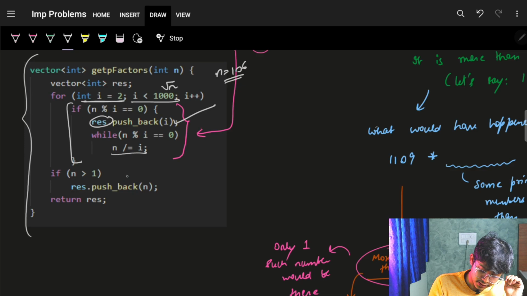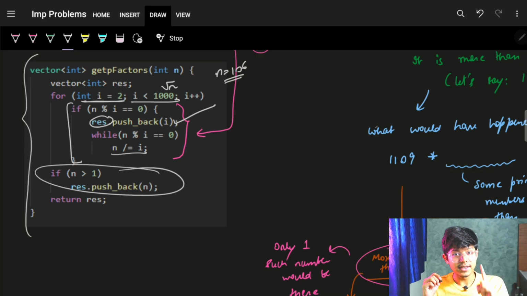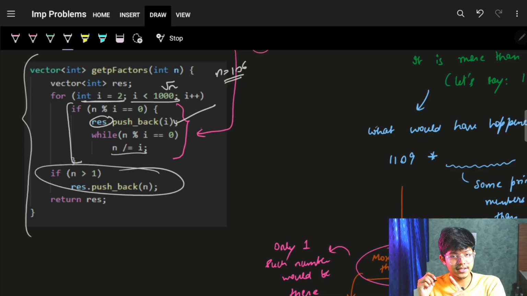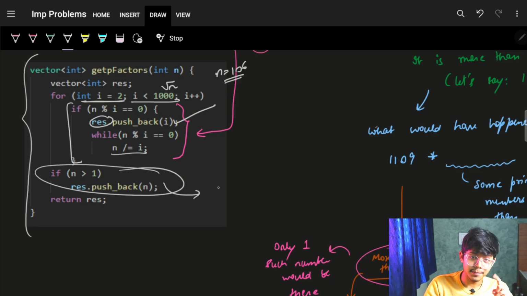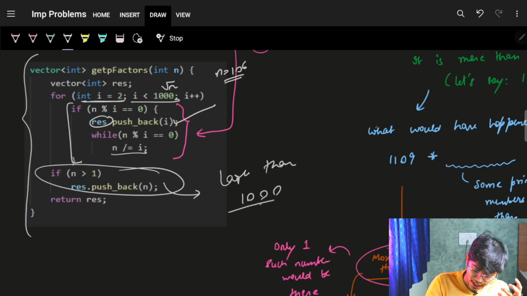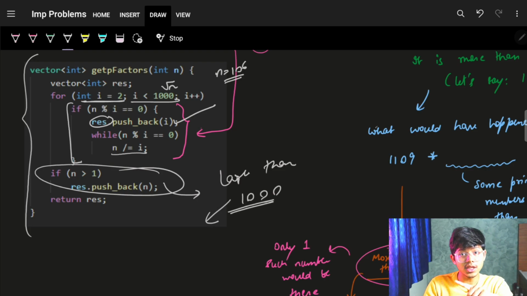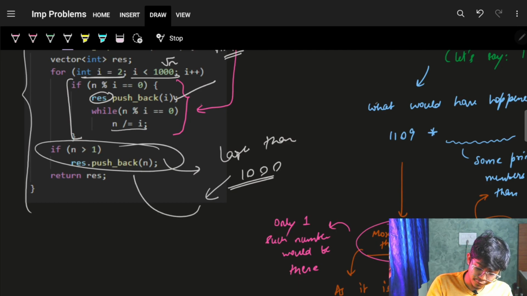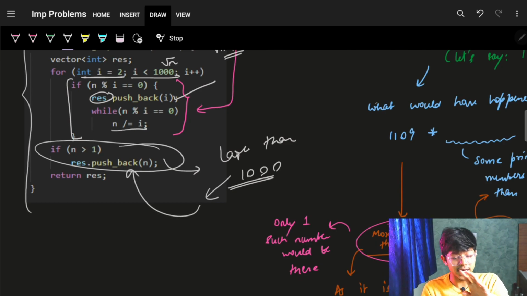And when it is done, if my n is still remaining, it means it's a prime factor which is larger than 1000, and any number larger than 1000 which is remaining would be for sure a prime factor. I'll show you why it is the case.